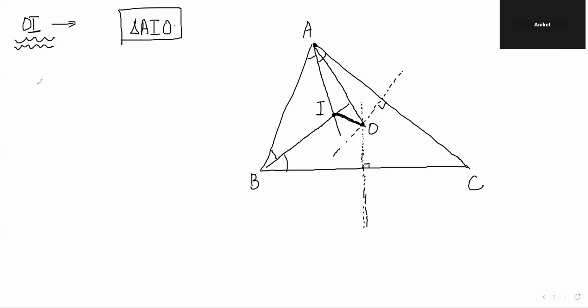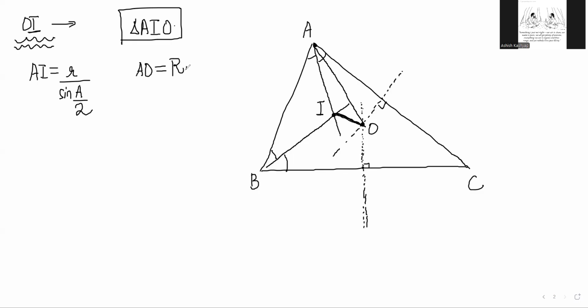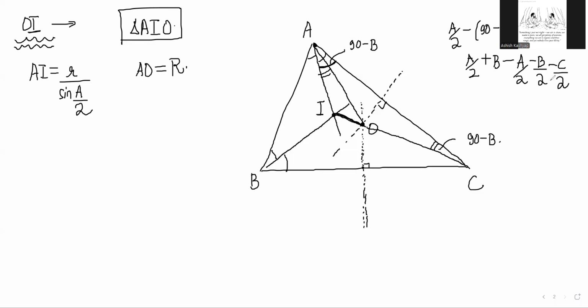In this triangle, I know length AI is r by sine A by 2. I know length AO is equal to capital R. I need to find the OI distance. All I need is this central angle. That angle is very easy to find because I know these angles. This angle will be 2B, so this much is B. This is 90, so this is 90 minus B, so this is also 90 minus B. And A by 2 is this much. So A by 2 minus (90 minus B) is my required angle. It is A by 2 plus B minus 90, which, using A by 2 plus B by 2 plus C by 2 equals 90, gives that the required angle is (B minus C) by 2.